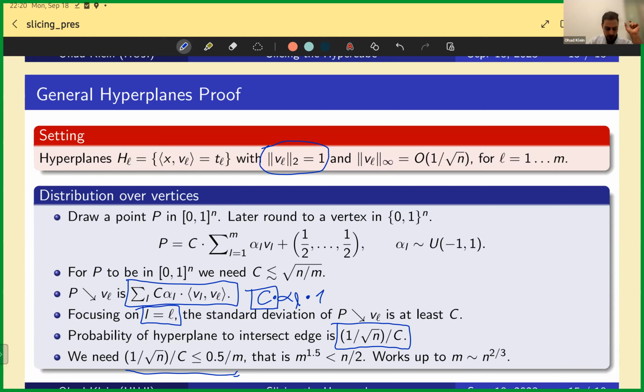Then if we substitute the value of C that we had in here, we can show that this inequality that we need is equivalent to m to the 3/2 being smaller than n over 2. And this means that this proof will work all the way up to m being n to the 2 over 3. And so this is the sketch of the proof.